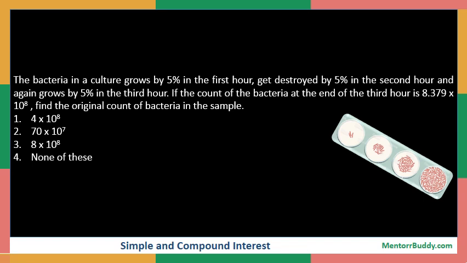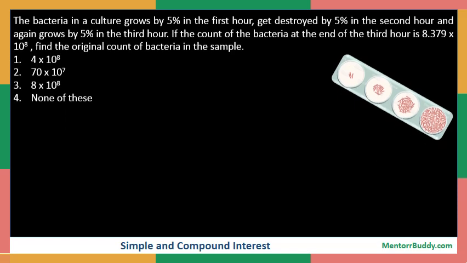The bacteria in a culture grows by 5% in the first hour, gets destroyed by 5% in the second hour, and again grows by 5% in the third hour. If the count of the bacteria at the end of the third hour is 8.379 multiplied by 10 to the power 8, find the original count of bacteria in the sample. So let us see what the question is talking about.